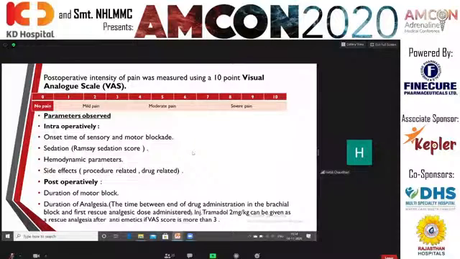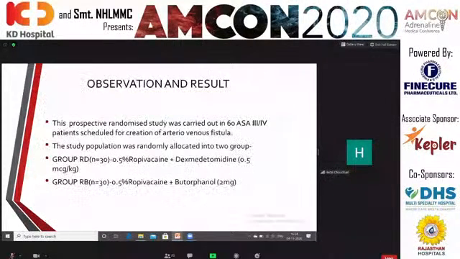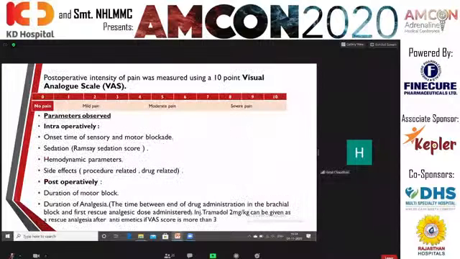Post-operative intensity of pain was measured using 10-point visual analog score, VAS score. Parameters observed intraoperatively: onset time of sensory and motor block, sedation by Ramsay sedation score, hemodynamic parameters, and side effects. Post-operatively, duration of motor block and duration of analgesia.